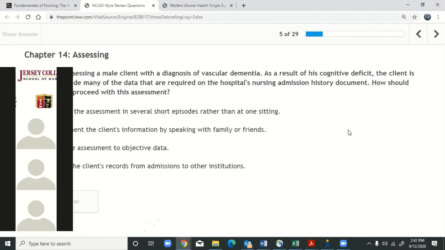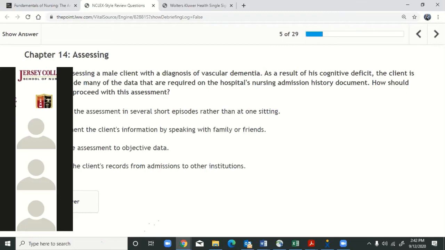Because the question said the information admitted in the records from other institutions was most likely entered by who? Yeah, because the question said data required on the hospital admission history. So a family member can give more information about the client. Okay. Yeah. That's what I'm saying. But if there's any option, I don't know. Because I don't feel like that's family. Family people should get more information about the client than any other, because the rest of it is like objective data.